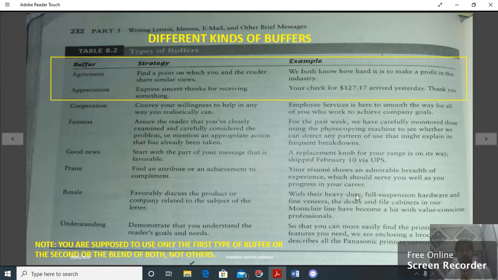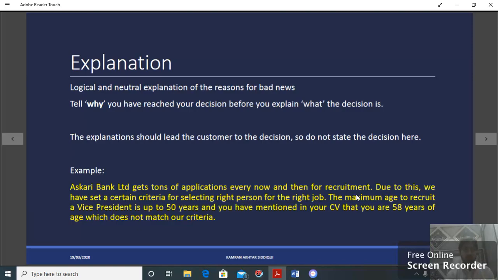Well, after writing the buffer statement by using any of these techniques, we move to the next paragraph, that is explanation. And the explanation has to be logical and neutral. In this particular paragraph, you are supposed to give reasons for a decision that you are making. Remember, we tell why you have reached your decision before you explain what the decision is.